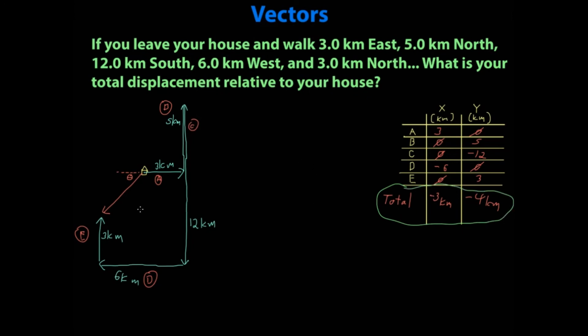You do not have to do the final resultant in your drawing, because this one came out kind of neat, but some of them may look a little messy. So I'm going to do my resultant in an open area. So I'm going to make a little start point right here. On the x-axis, I'm going 3 units to the left, which is 3 kilometers, and then 4 units downward, 4 kilometers.